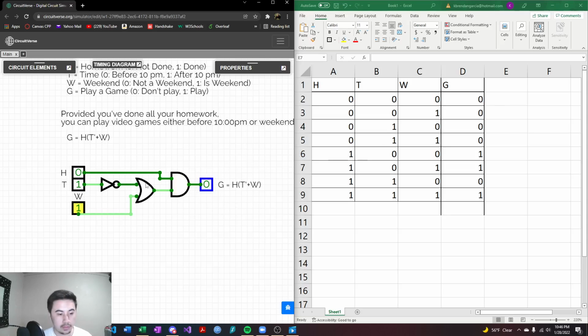Next is 1, 0, 0. Recall that T was negated, so when T is 0, it's actually 1 after this NOT gate. This is telling us that homework is done and it's before 10 p.m., hence why this is 1 here. You're able to play games. Next we have 1, 0, 1. In this case, the homework is done, it's before 10 p.m. and it's a weekend, so you're definitely going to be able to play games.